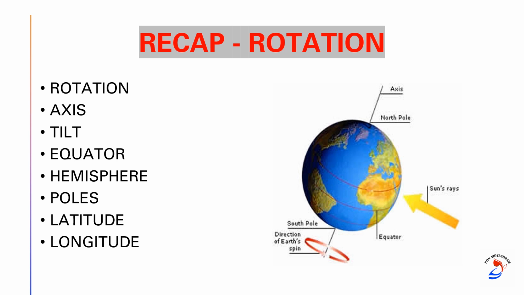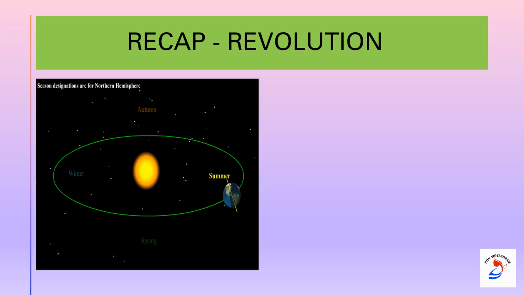Hope you all remember what is rotation, axis, tilt, everything, right? Okay. So now, recap on revolution. Can you recognize this picture? Yes. Earth rotates and revolves around the Sun in a fixed path called orbit.